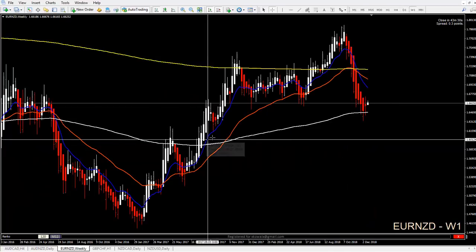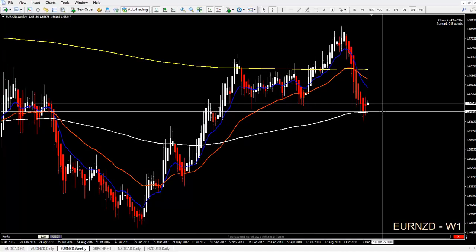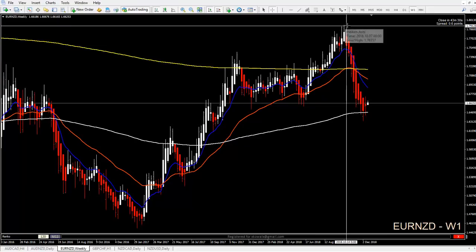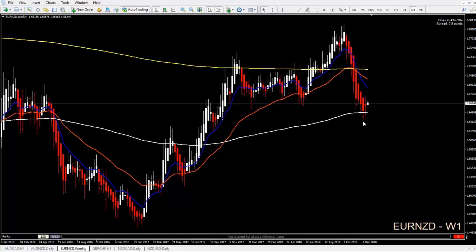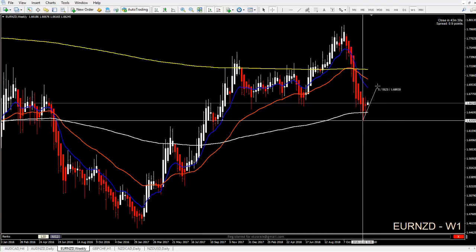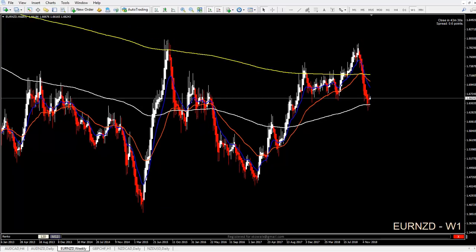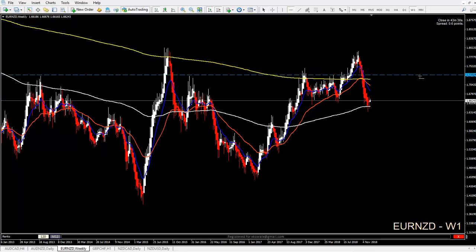Euro New Zealand is bouncing on the 200 EMA on the weekly. We had this really big move. It was like 105,000 pips. Right now we might get reaction, and price will retrace back to the 36. Let's find some levels, but this pair is a little bit difficult for the levels, but we have something here.